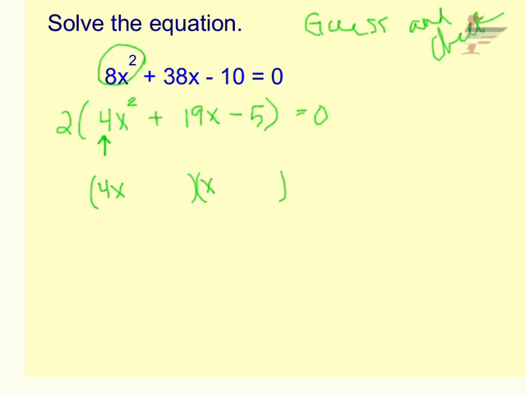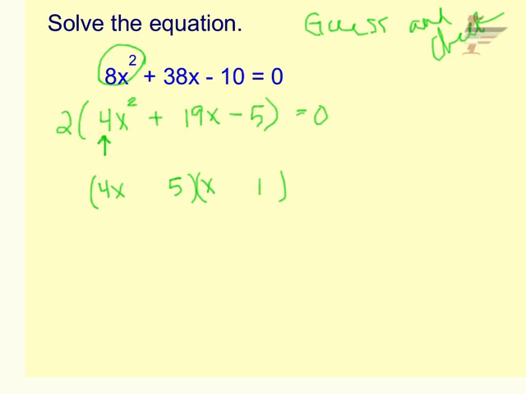Alright, and then my other numbers here have to multiply to give me this negative 5. So, to multiply to a 5, I know I need a 5 and a 1. And I'm going to worry about those signs in a minute because it's a negative 5. I'll need one positive, one negative value. And so now I'm going to guess and check. I know that through foiling, this will give me the 4x squared, and this will give me that 5 I'm looking for. So how do we get that 19x?